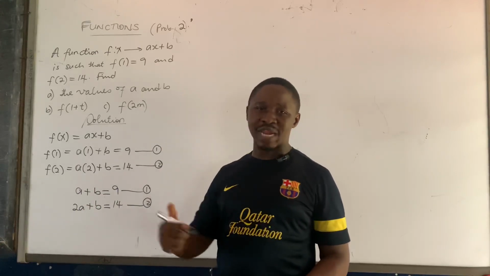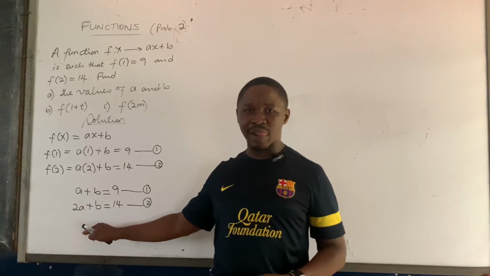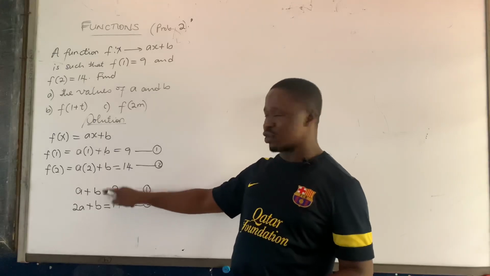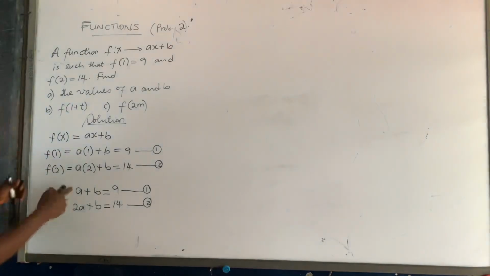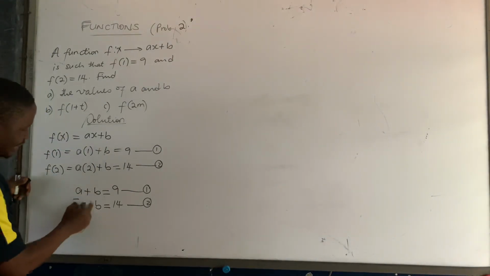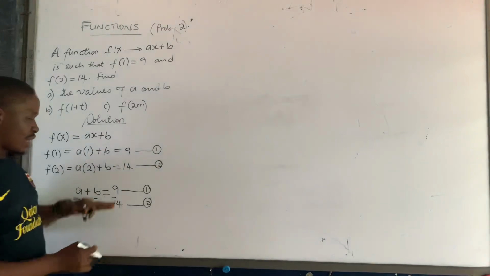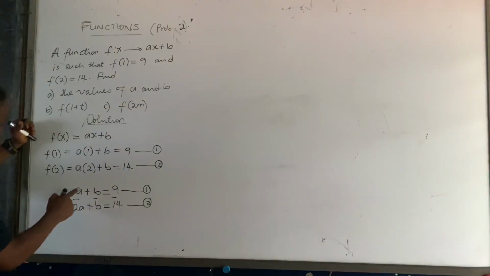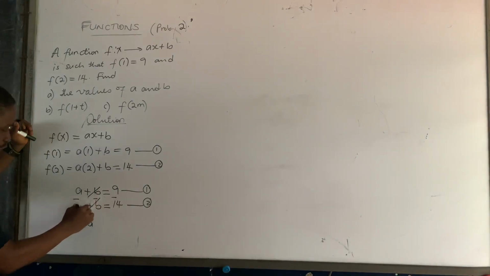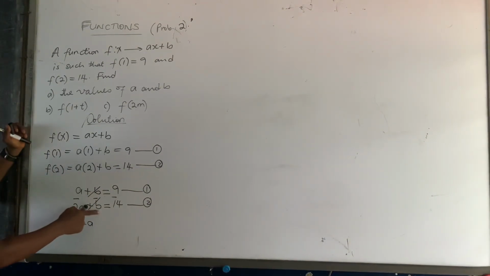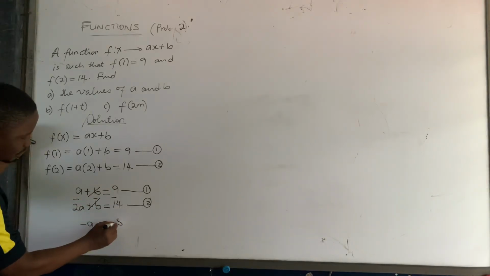Since the signs are the same, we subtract the two equations. We either say equation 1 minus equation 2, or equation 2 minus equation 1. Either way we are right. We prefer 1 minus 2. So a minus 2a is minus a. But b minus b is just 0. So equal to 9 minus 14, which is minus 5.